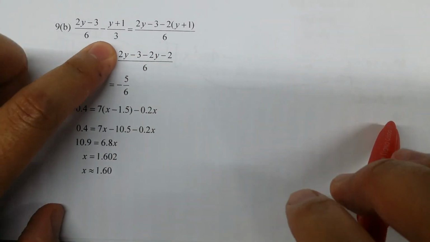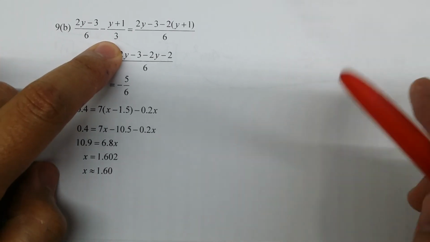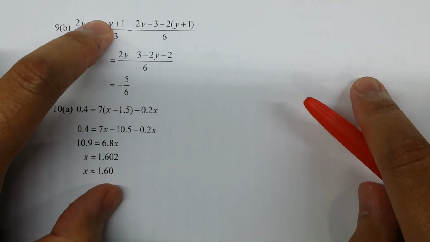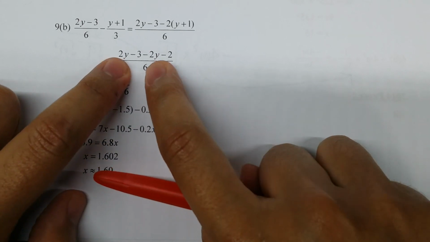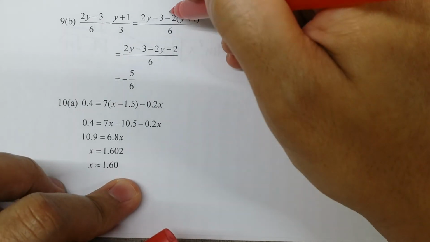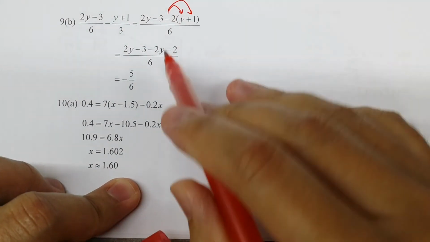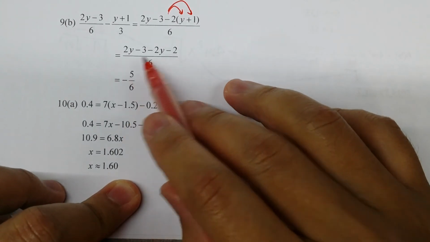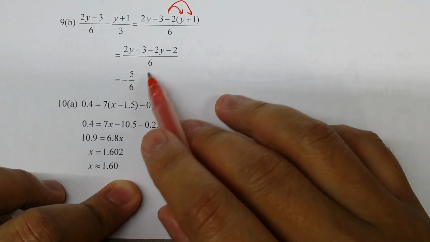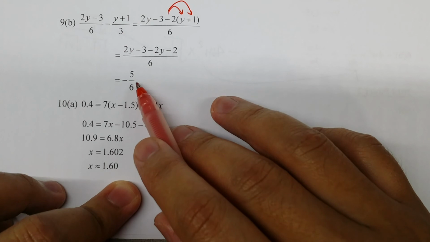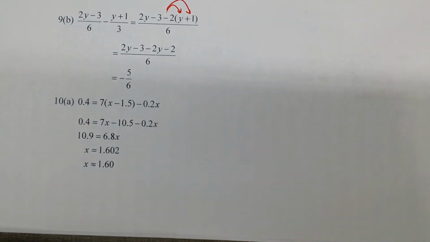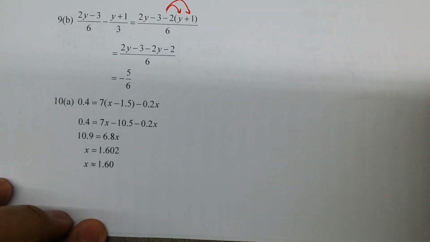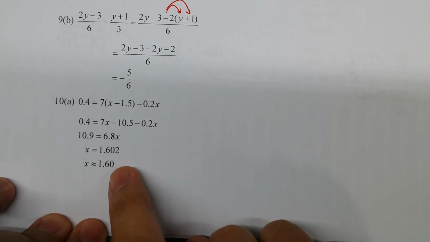Next, 9b, nothing special. Find the common denominator: times 2 times 2. Bottom times 2, top times 2. Combine. But when you combine, negative 2 multiplied in, make sure you know that this one will become negative. Tidy up: 2y minus 2y, no more y. Minus 3 minus 2, minus 5. Okay, 10a is this. Please take a look. Just expansion only. You can solve for x.